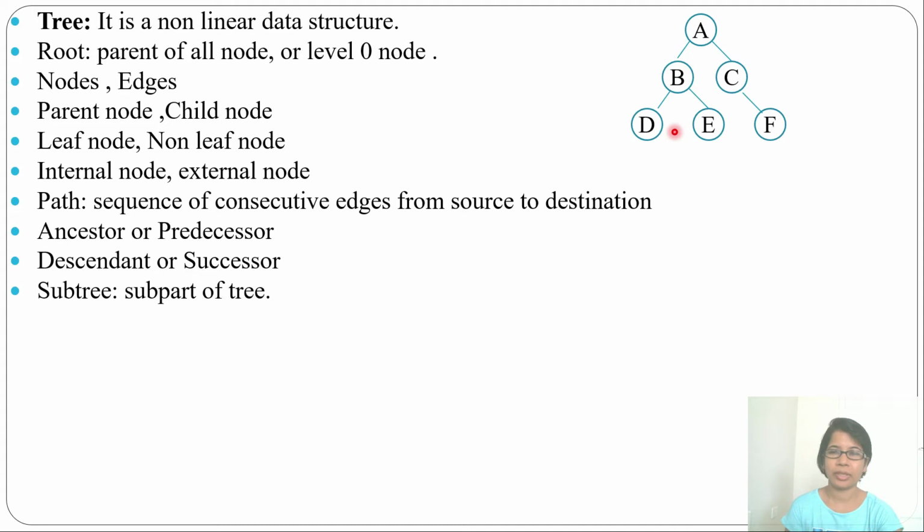So next is subtree. You can say a subpart of any tree is called a subtree. Like here you can say B, D is a subtree, A, B, C is a subtree, C, F is a subtree. So any subpart from that tree is called a subtree.